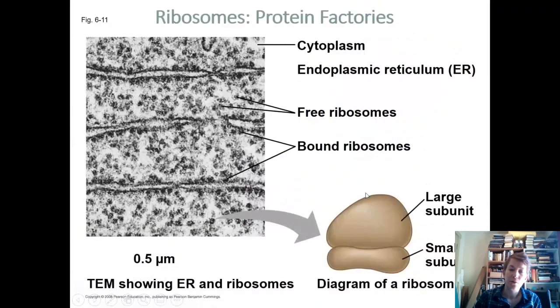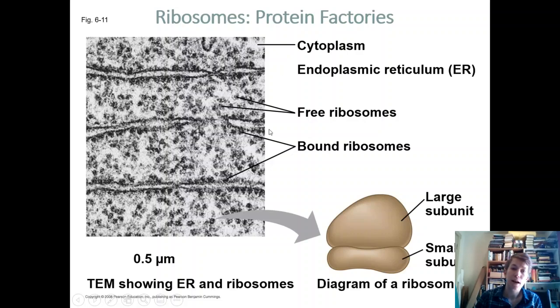And the ribosomes, if you zoom way in on them, they look a little like a hamburger bun. So these are tiny organelles with no membranes. These are one of the few that you find in prokaryotic and eukaryotic cells. And they can be free or bound. So this is a photo from an electron microscope.